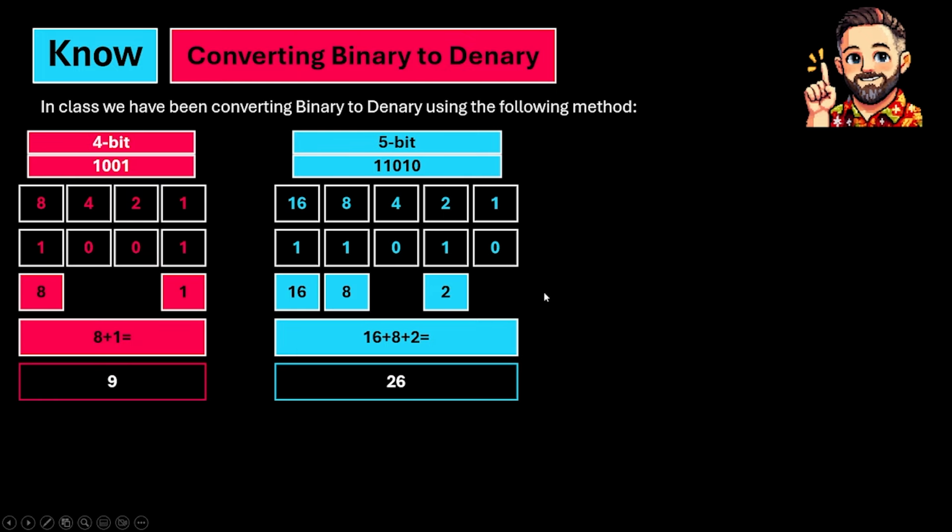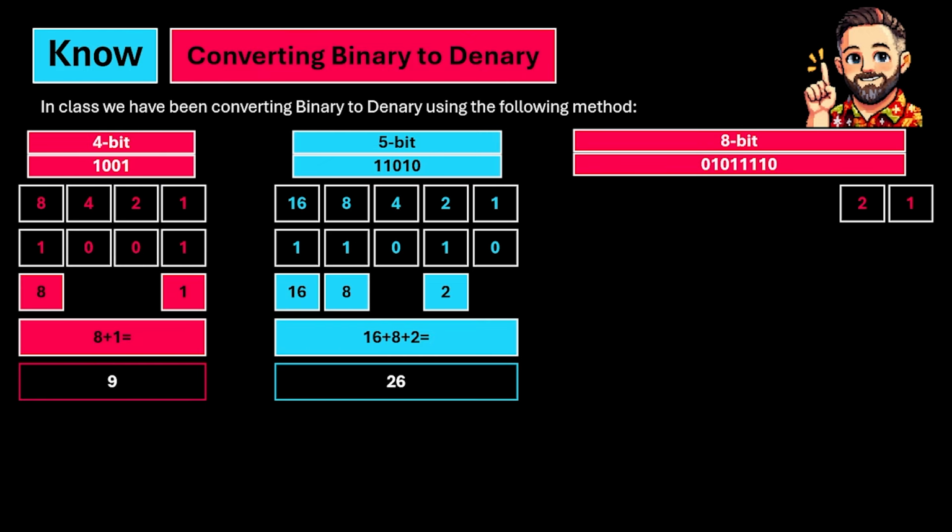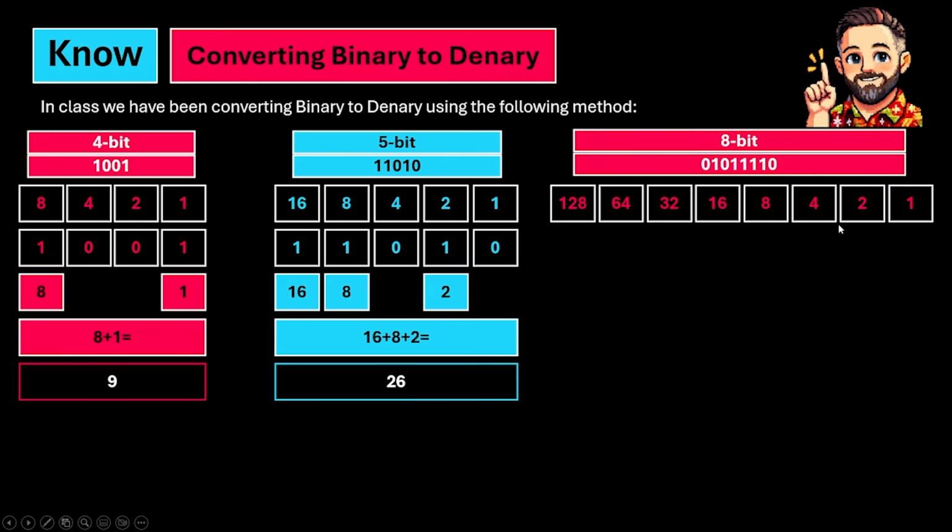So let's have a look now at a more traditional length piece that we use in computer science at Key Stage 3. And we have an 8-bit piece of binary. So I've gone ahead here and I've doubled those values, and as you can see, going to 8-bit really does start to bring some bigger numbers into play. And if we were to do this again, we'd keep doubling up and going on, and modern computers that are 64-bit would continue to go with some very, very large numbers.